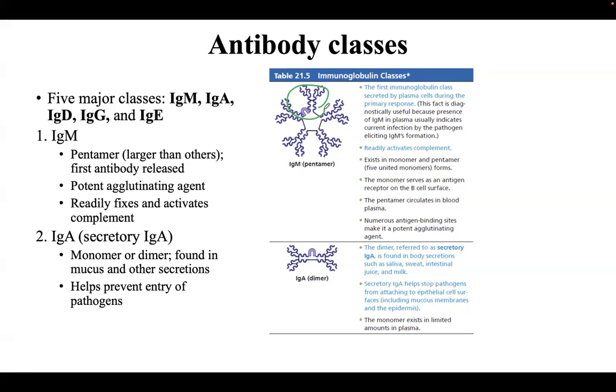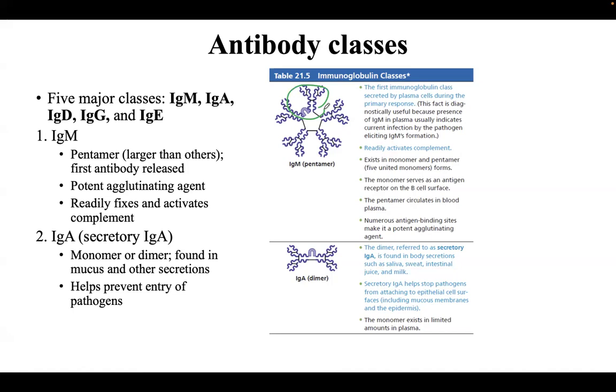So antibody itself will not be able to destroy the antigen. It will mark it, but the actual work will be done by complement or phagocytosis, something like that. Okay, so here IgM will take help of the complement system itself once it is activated, and it circulates in the blood plasma and has numerous antigen binding sites.